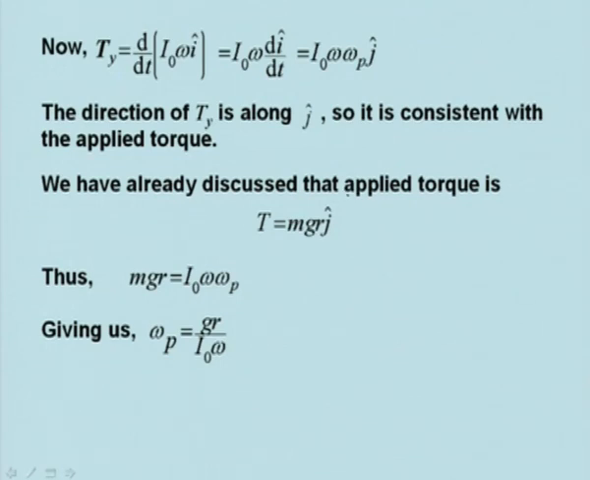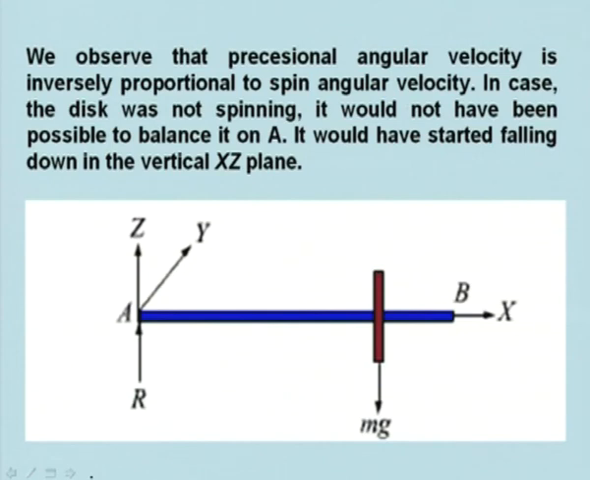We have already discussed that the applied torque is T is equal to mg times r j. Thus, in this case, mg into r is equal to I0 omega into omega p, which gives us omega p is equal to gr divided by I0 omega. So, due to its weight, a spinning rotor will also start precession. Instead of falling, it does this type of thing.